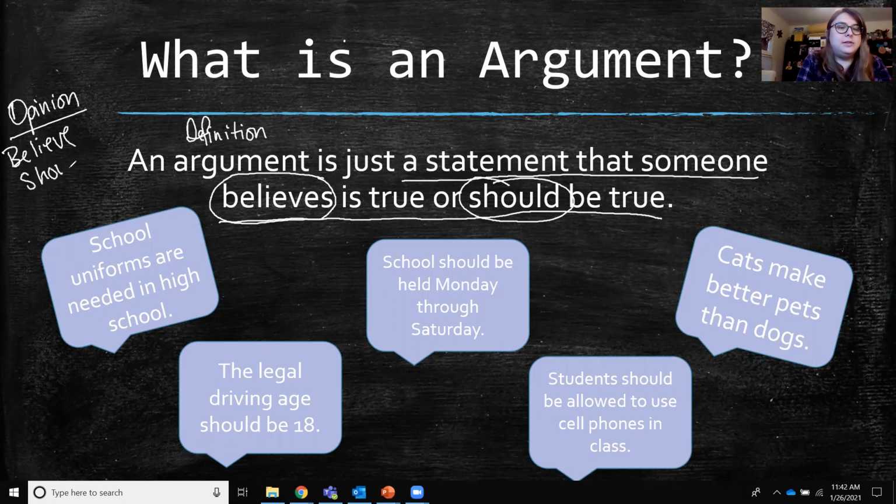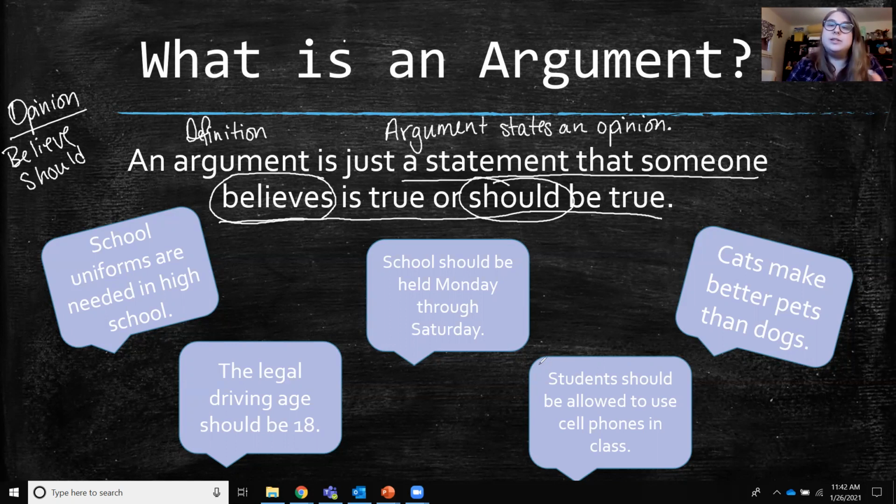The words believe and should are both opinion words. We said last week that there were certain words that, when we see them, automatically signal to us that something is an opinion. The words believe and should are those types of opinion words. So what this means to me is that an argument states an opinion. It tells me something that a person believes is true or that they believe something should be true.